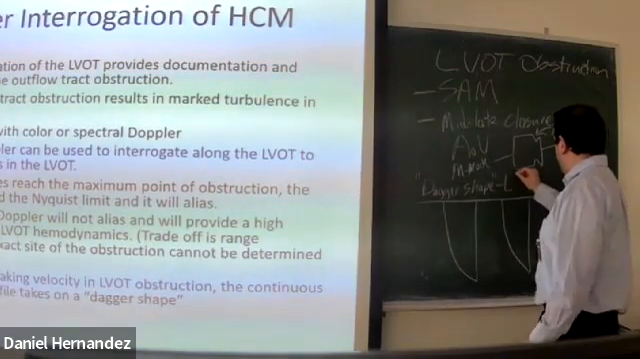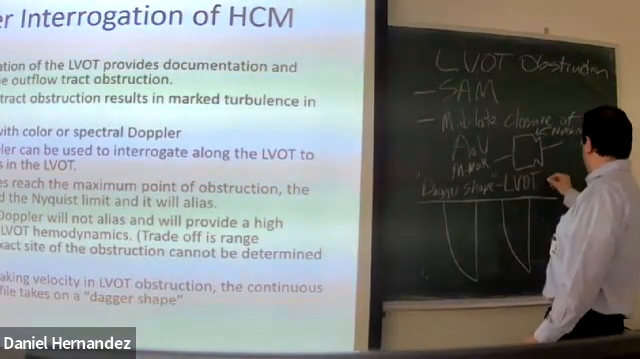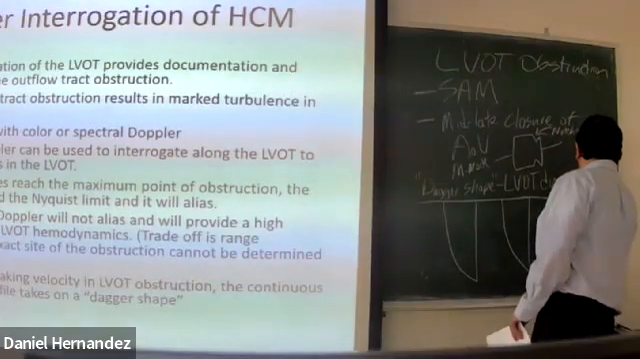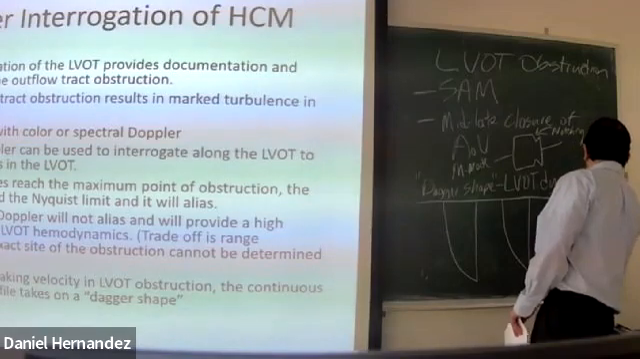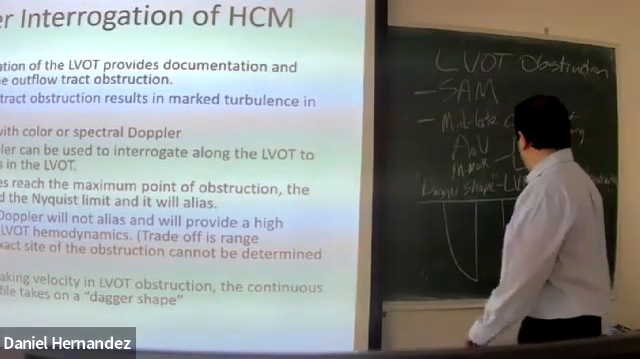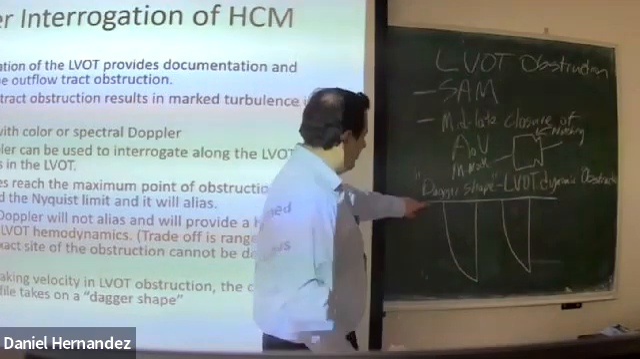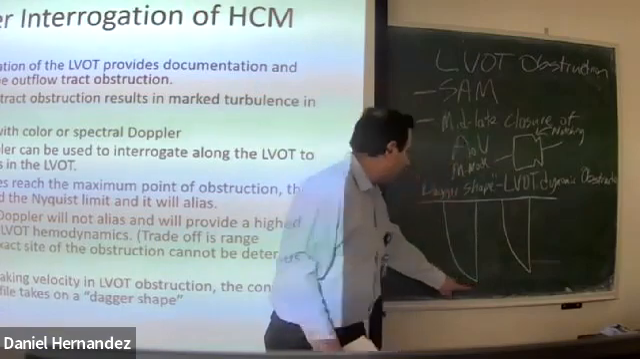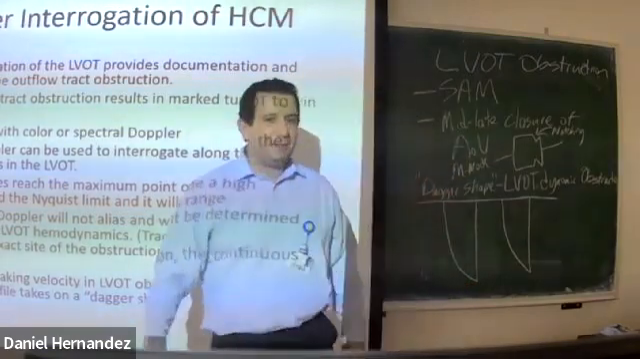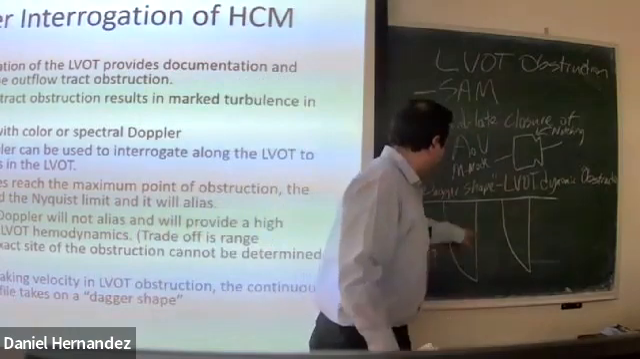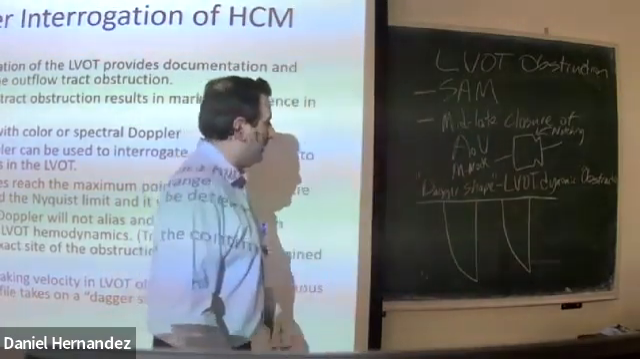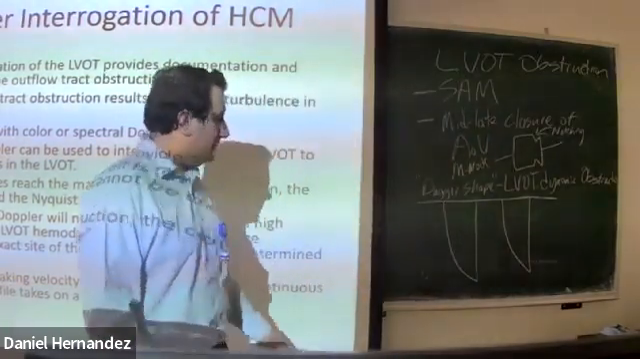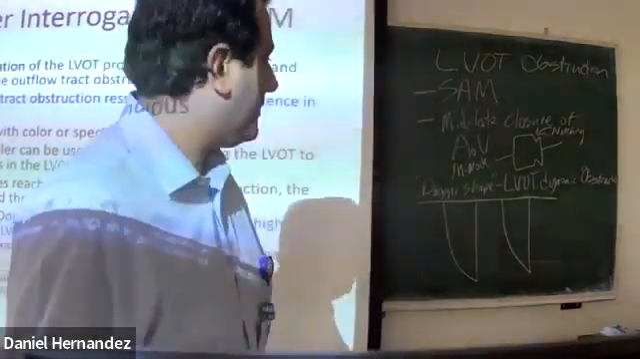This is seen with LVOT dynamic obstruction. So we have flow through the LVOT, it's speeding up, and doesn't reach its maximum velocity until late in systole. And then we get an abrupt deceleration, or the valve closes, so we're not getting any more blood flow going through. So it takes on that dagger shape appearance.